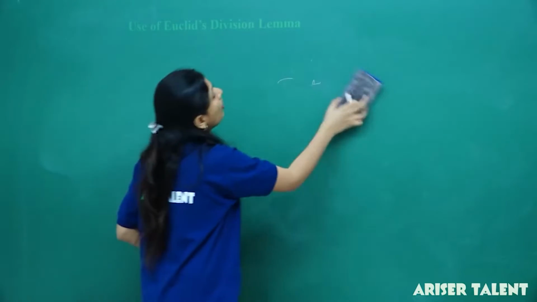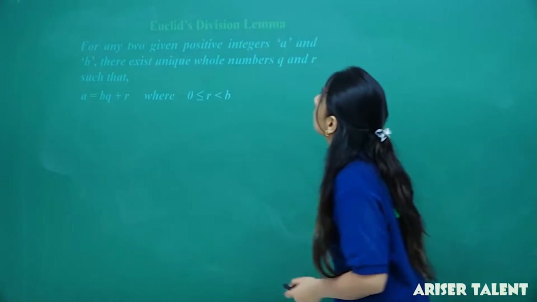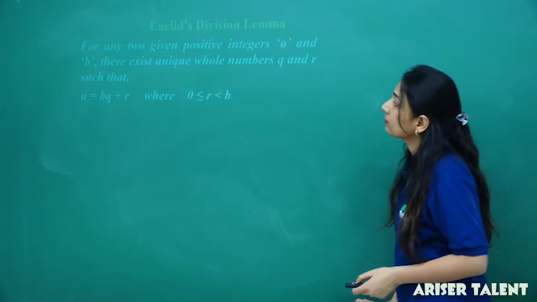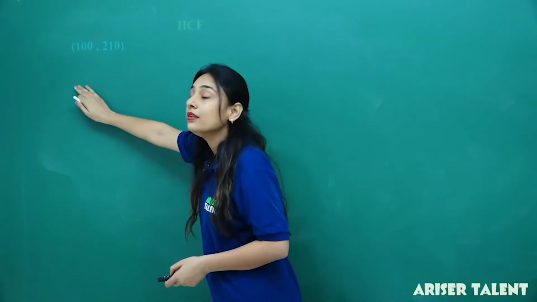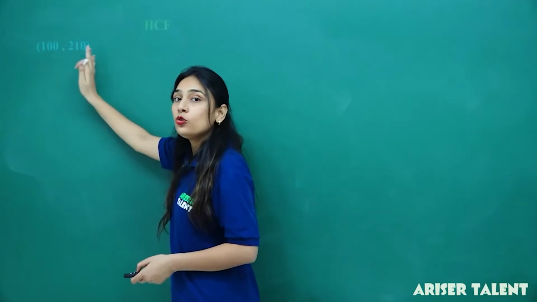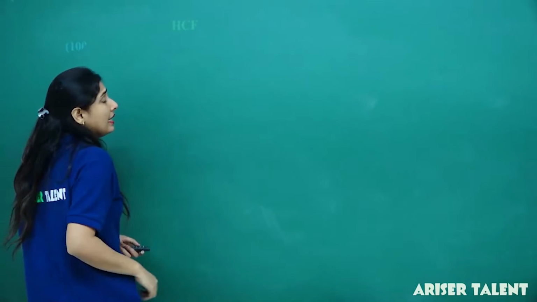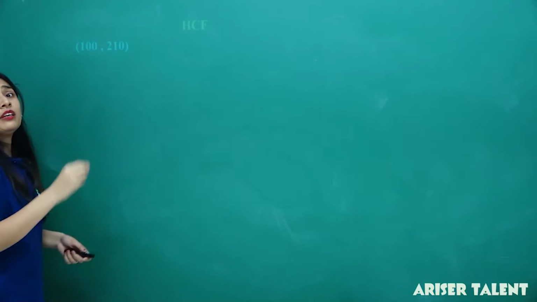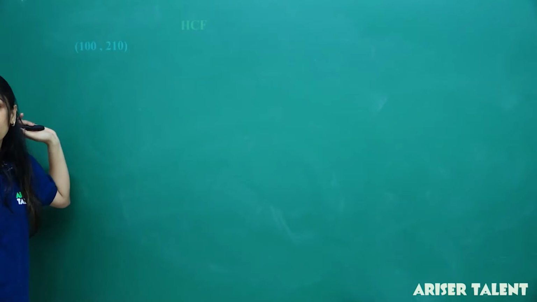So, moving forward, HCF of 100 and 210. How did we used to calculate it? This is a simple method. We will do the prime factorization of 100 and 210.